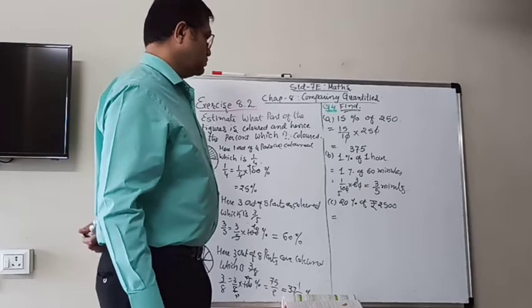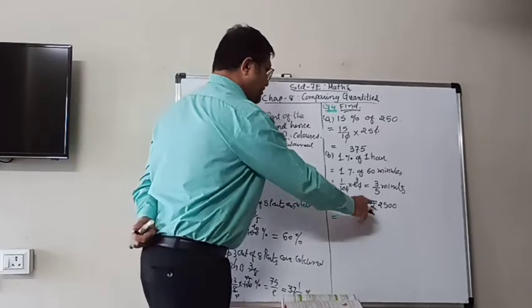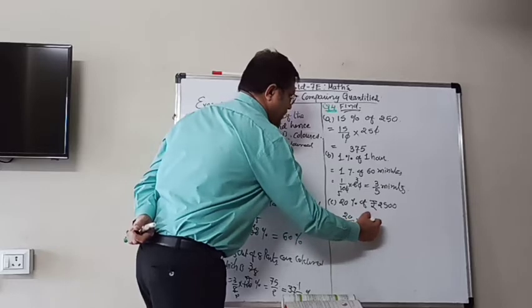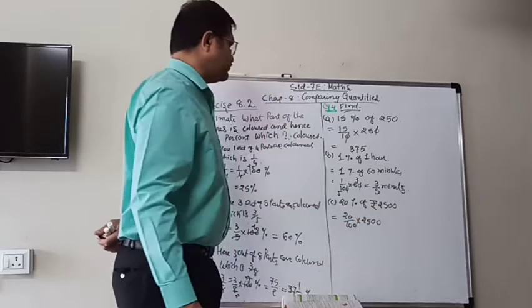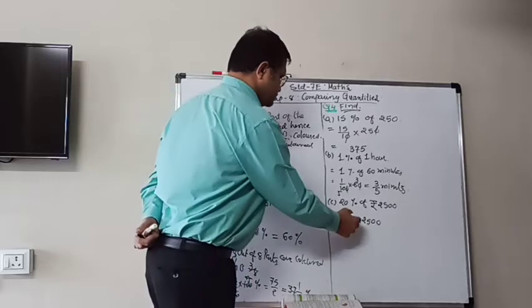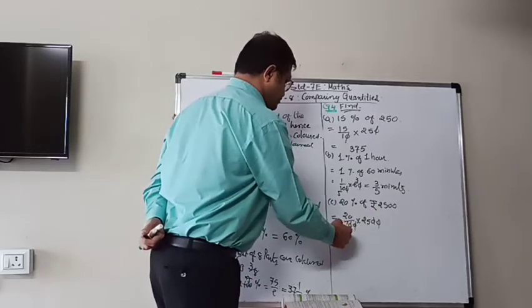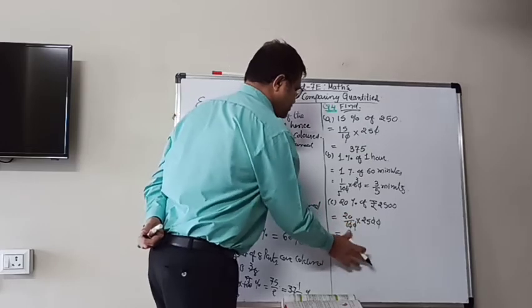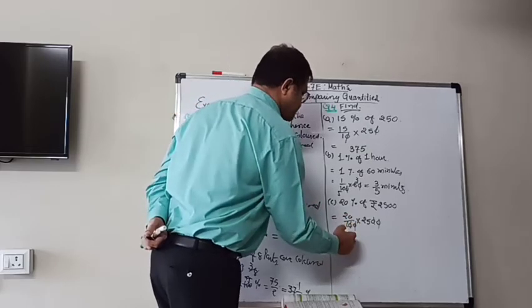Now 20% means 20 upon 100 multiplied by 2,500. Cancellation there. 25 2s are 50, so rupees 500 is the answer.